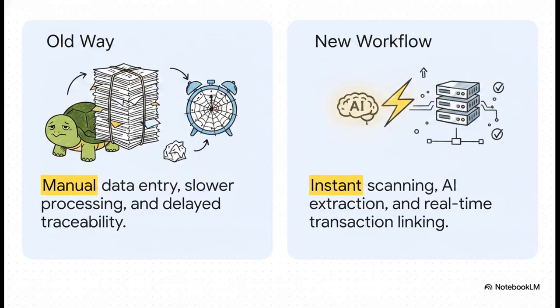It's honestly amazing to think about the contrast between the old way and the new workflow. The old way was, frankly, a massive headache. We're talking manual data entry, painfully slower processing times, and really delayed traceability. If a paper was lost on the dock, well, the data was lost with it. But our new workflow leverages instant scanning, AI and OCR data extraction, and immediate real-time transaction linking. It virtually eliminates human error, saves countless hours of tedious typing, and creates a bulletproof digital paper trail.